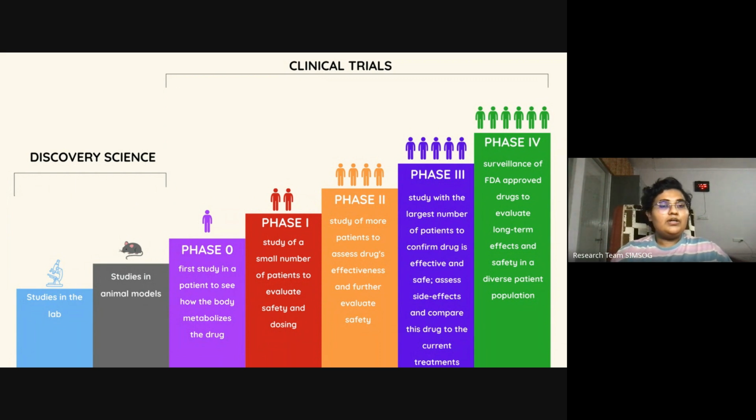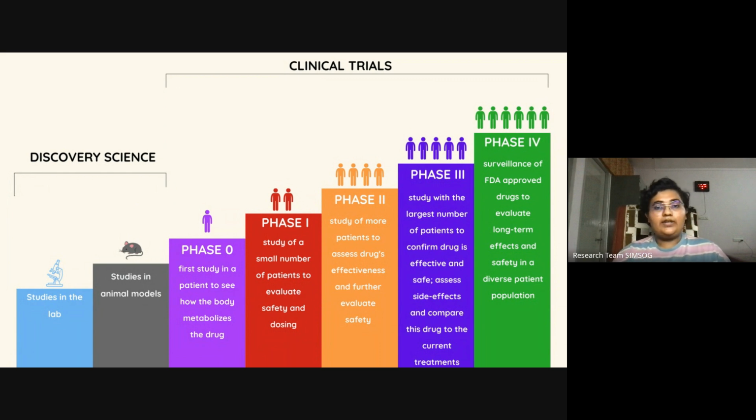In phase 0, it is the first study we do, and in that we take a very small number of healthy volunteers who don't have any disease, and we see how the drug metabolizes in the body by giving a very small amount of drug. That is what happens in phase 0 trials. In phase 1 trials, we once again take healthy human volunteers, and we try to find out how much of the dose of the drug the body can take. So it is basically dose escalation studies, and we can also see what the side effects are and what generally happens to the drug in the body. That is what happens in phase 1 trials.